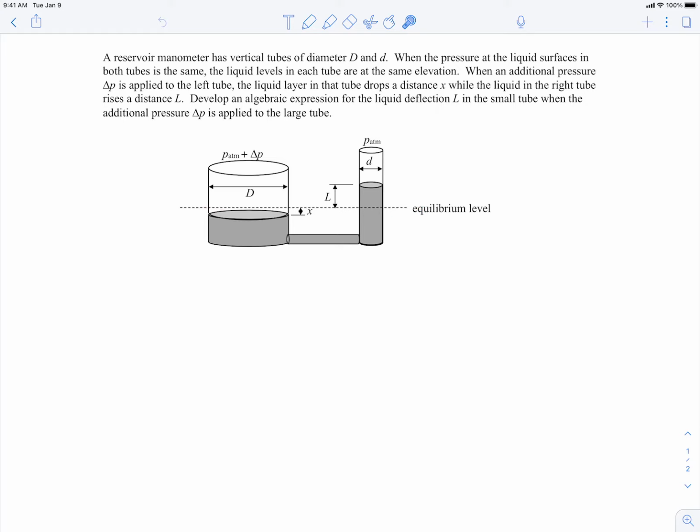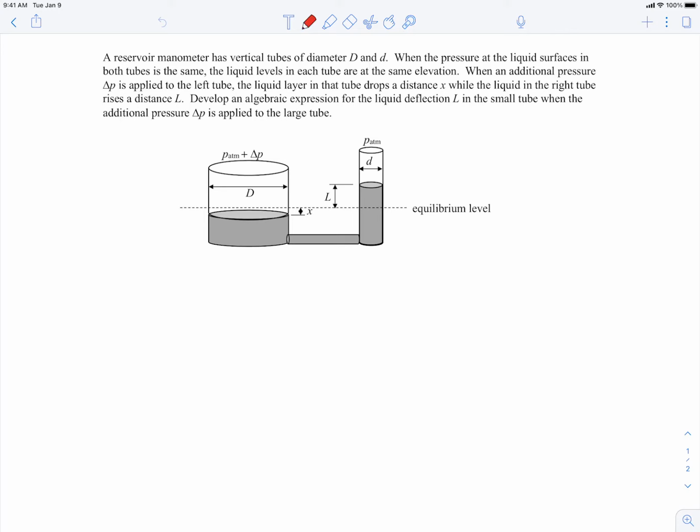that equilibrium level line. And then what we do is we apply an additional pressure delta P to the left-hand side, and that makes the right-hand side move up a distance L. So the left-hand side will go down a distance X when we apply that delta P. The right-hand side will go up a distance L. And the pressure on the right-hand side is still P atmosphere. What we're asked to do is develop an algebraic expression for the liquid deflection in the small tube in terms of this additional pressure delta P and some of the geometry.